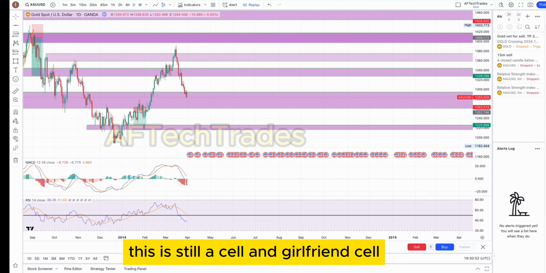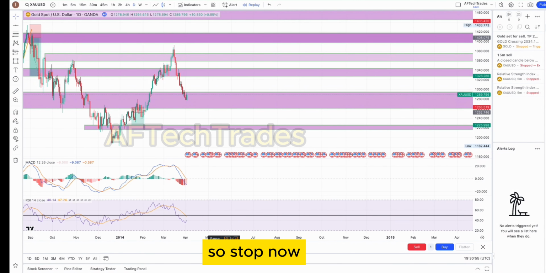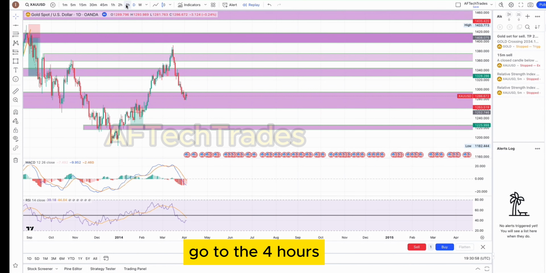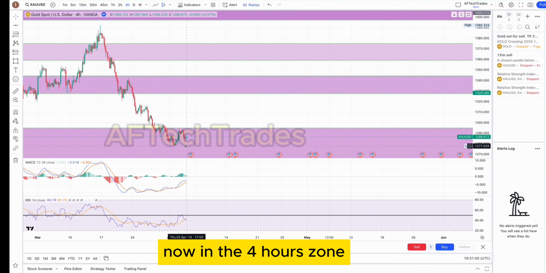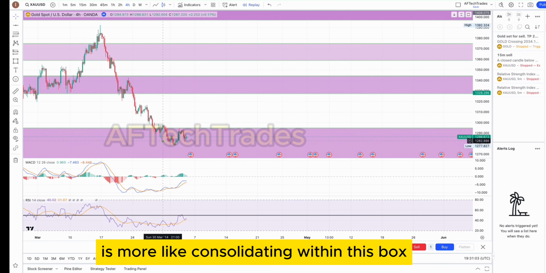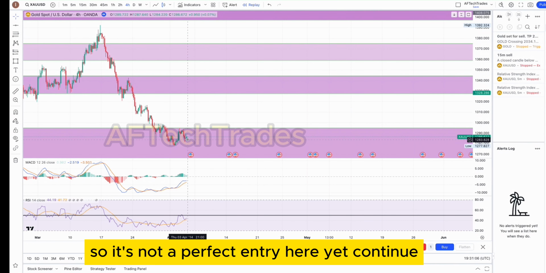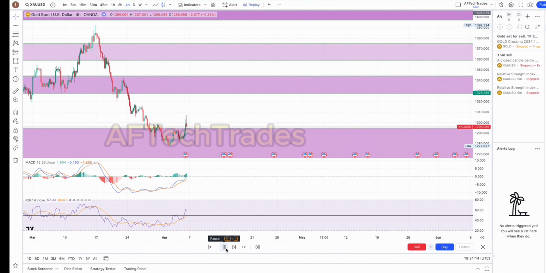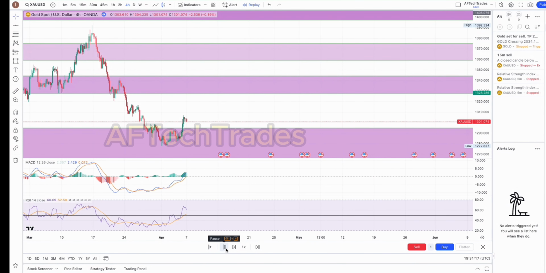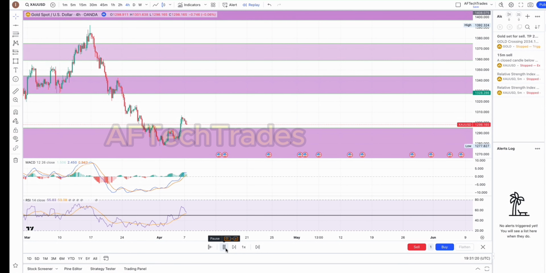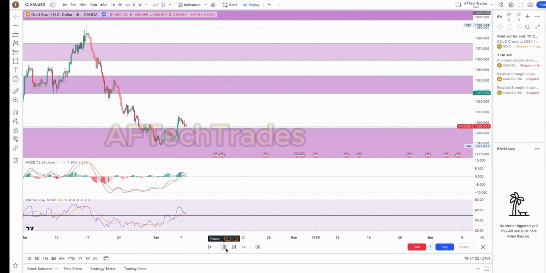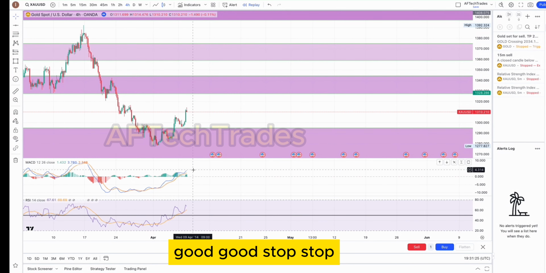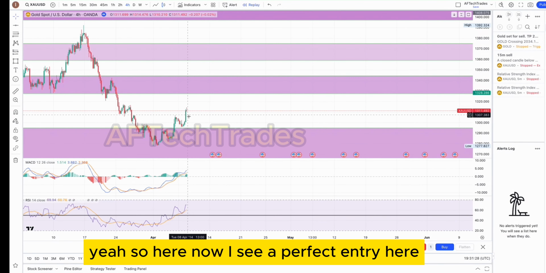This is still a sell, engulfing sell, stop. Now go to the 4 hours now. In the 4 hours zone, it's more like consolidating within this box, so it's not a perfect entry here yet. Continue. Good. Stop. Yeah. So here now I see a perfect entry here.